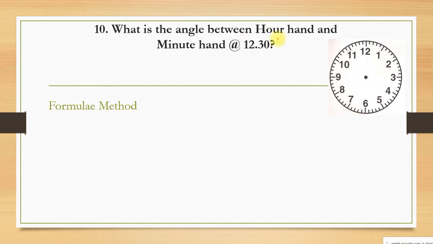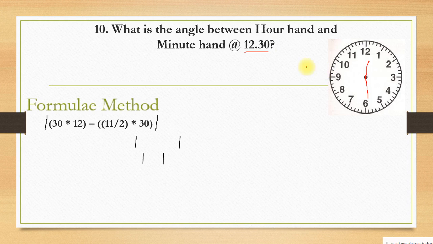Okay, so now let us try this with a problem. What is the angle between the hour hand and the minute hand? Let us take 12:30. You know that at 12:30 approximately, the hour hand will be like this, but the minute hand will be exactly on the 6. So this is the actual method. Let us first try with the formula method.